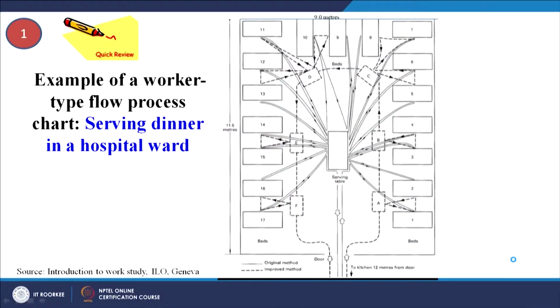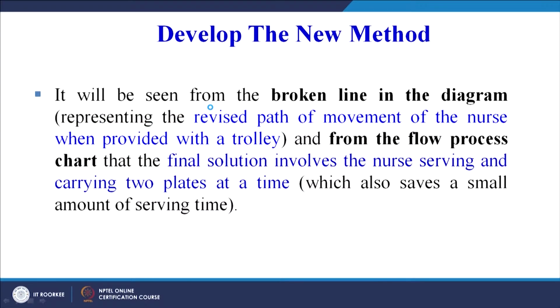Now this is again the example that we have taken a number of times. This is the flow process, not the chart. Again I am correcting, this is a flow process diagram, or the flow diagram of a nurse serving the patients in the hospital ward. So this is how we can improve. All of you know now the results of this, but for this problem we have to develop the new method.